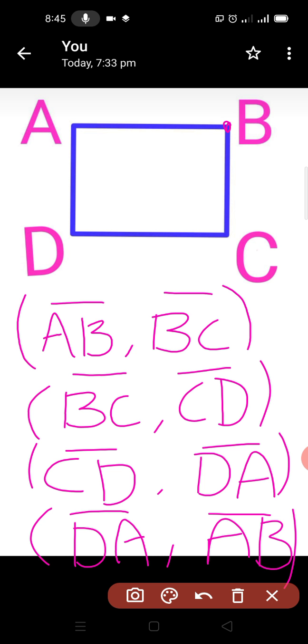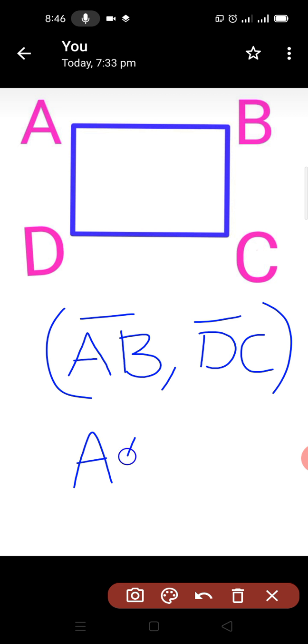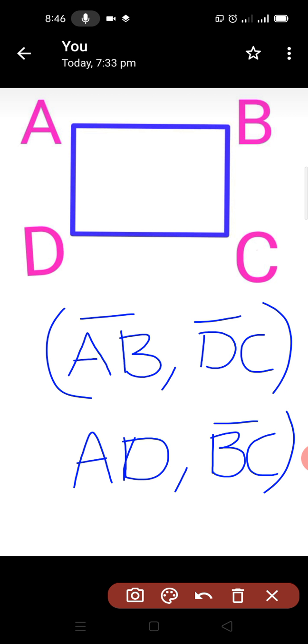Now, we will observe the opposite sides. Here, what are the opposite sides? Side AB is opposite to side DC. So, these two are the opposite sides. Next, side AD is opposite to side BC. These two are the opposite sides. So, we have only two pairs of opposite sides for any quadrilateral.